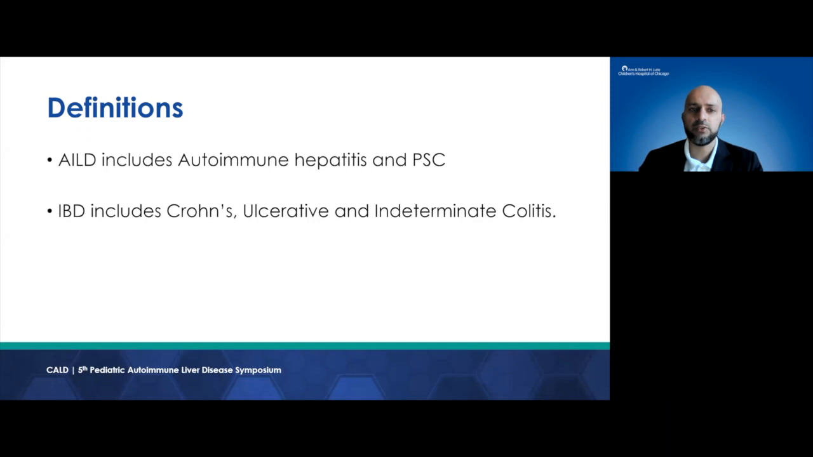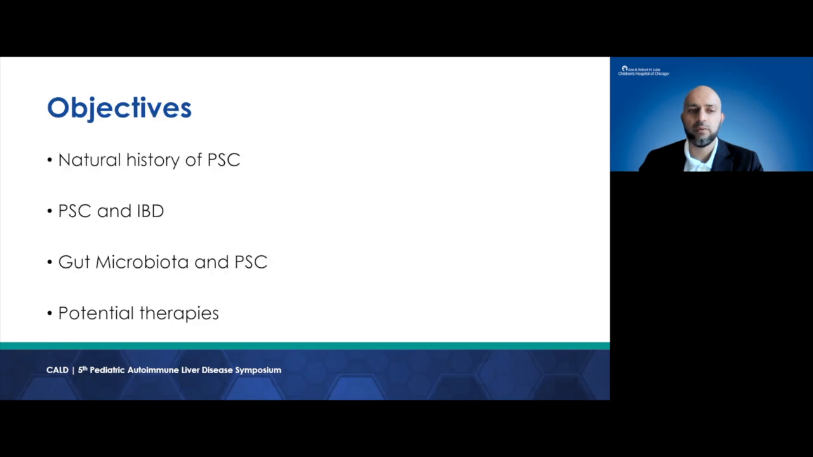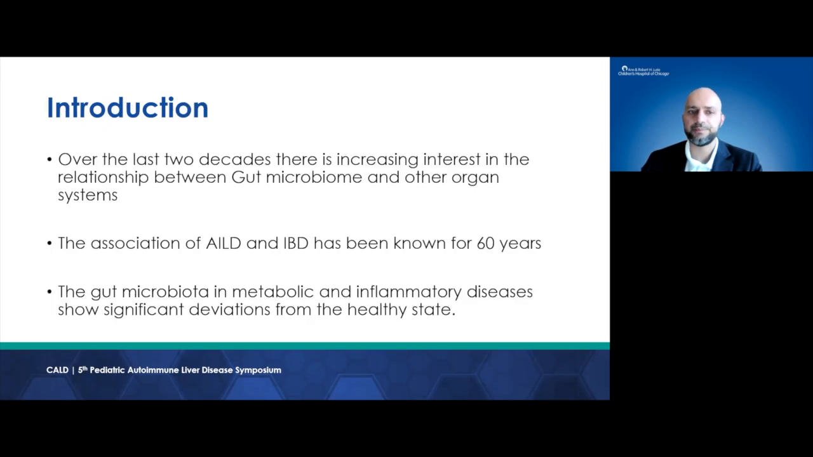So autoimmune liver disease includes autoimmune hepatitis and PSC, while IBD includes Crohn's disease, ulcerative colitis, and indeterminate colitis. We're going to talk a little bit about the natural history of PSC, PSC and IBD, the gut microbiota and PSC, and finally, potential therapies.